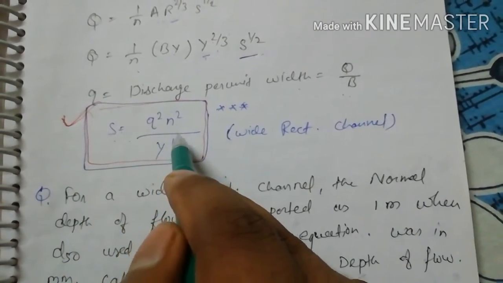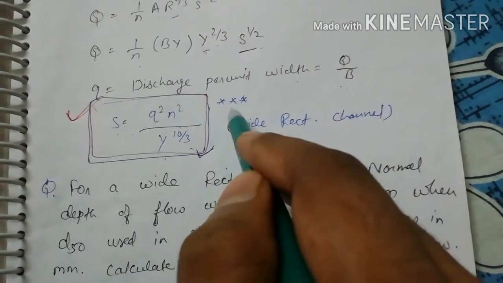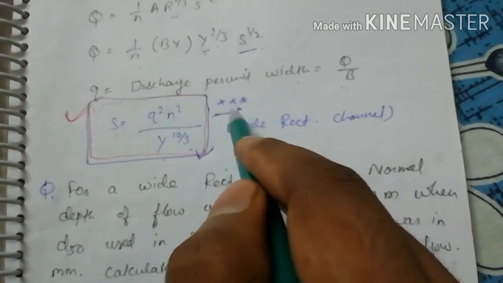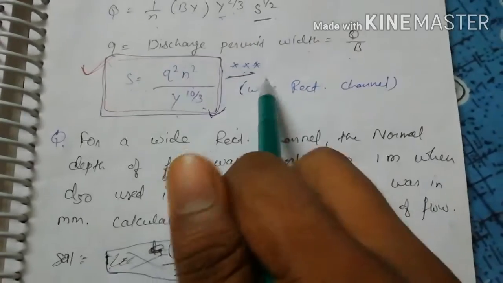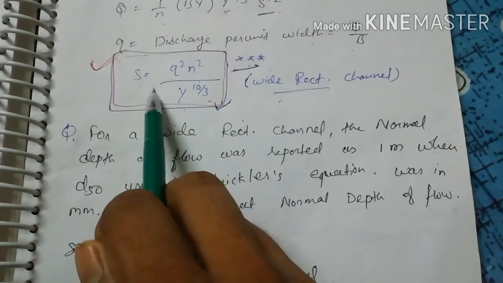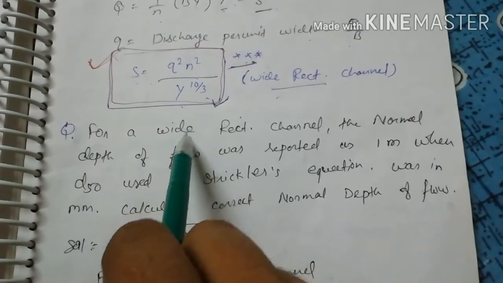Slope is equal to q square n square upon y to the power 10 by 3. This is the most important formula. You see this 3-star formula, it is for only wide rectangular channel. This formula: S is equal to q square n square upon y to the power 10 by 3.